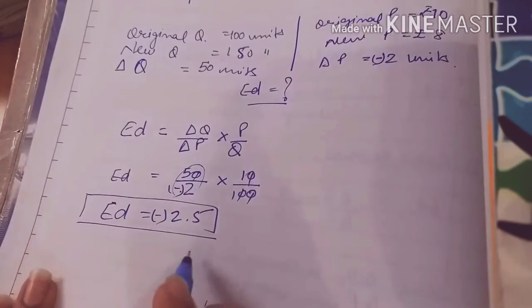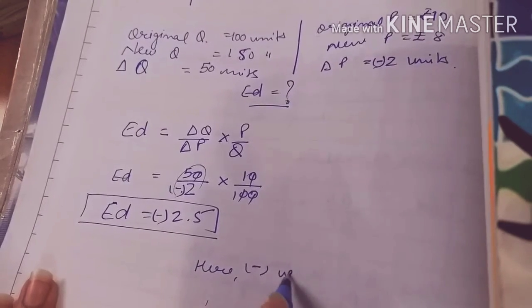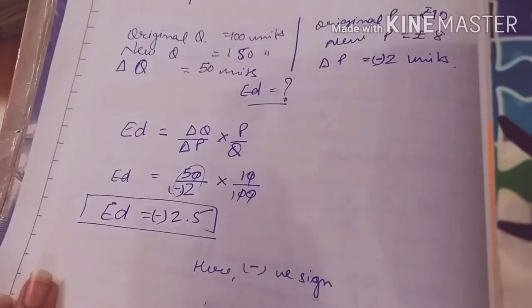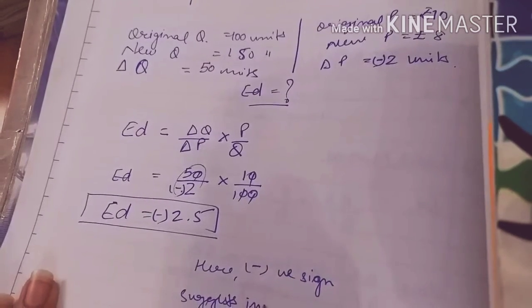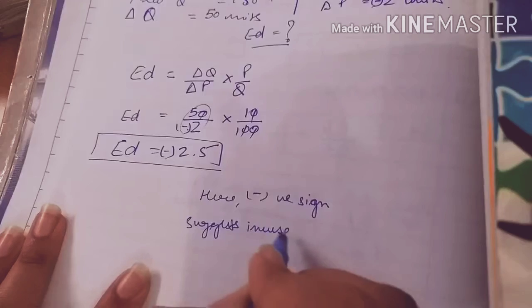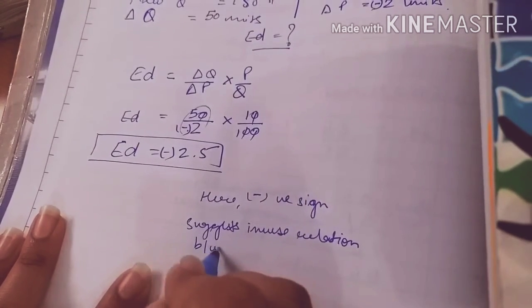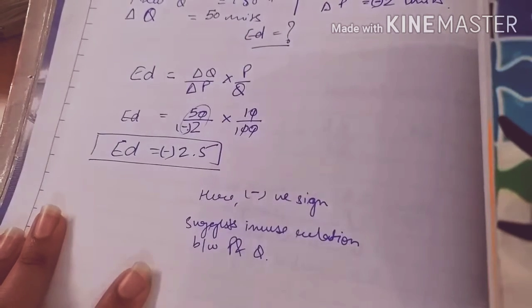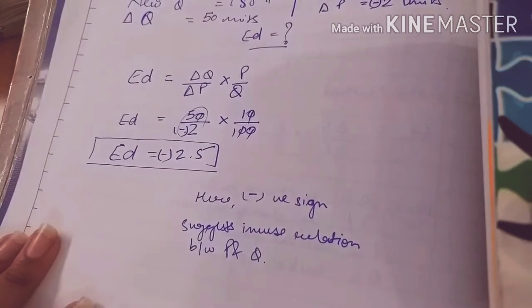And you must write over here, negative sign suggests inverse relationship between price and quantity demanded. Hope you got it.